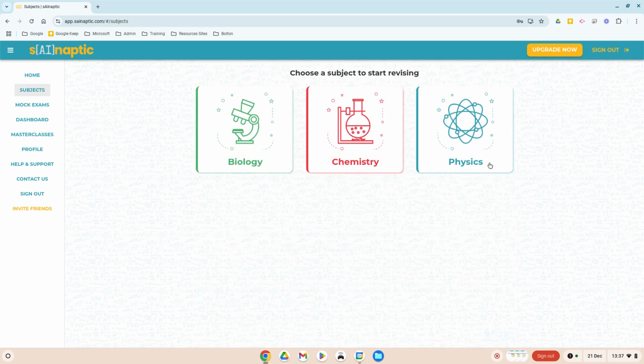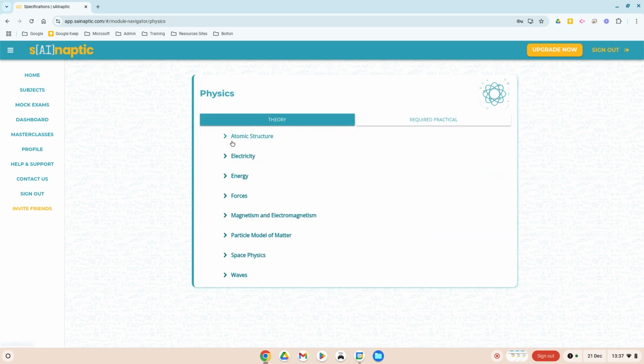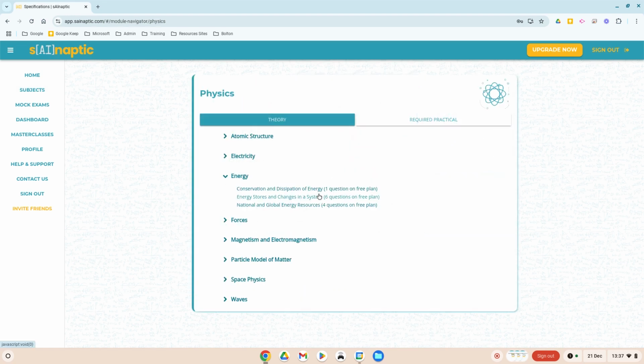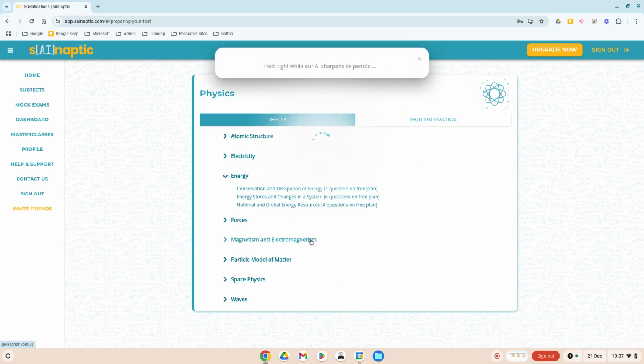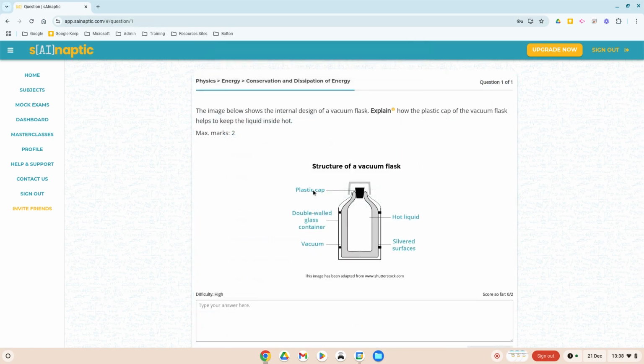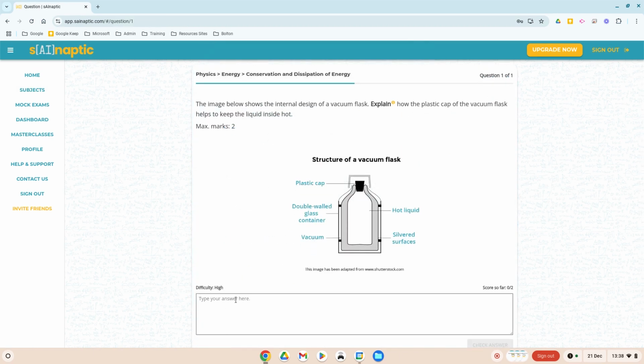Let's pop into physics and do a quick physics question. On this one, let's do something on energy. So let's look at conservation and dissipation of energy. There we are, we've got a vacuum flask. I haven't seen any of these questions before we start, by the way. I've not looked at all these questions, so they're all new to me as well, just like they will be to a student. So imagine the image below shows the internal design of a flask.